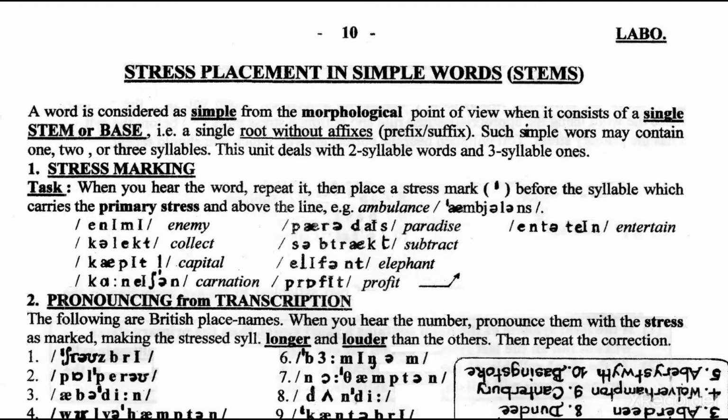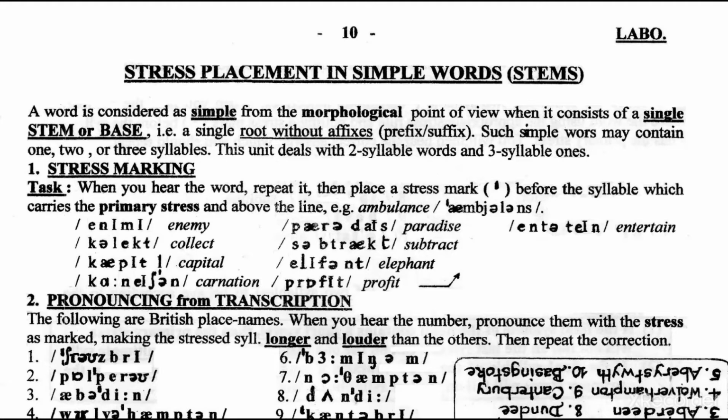Subtract. The stress is on tract, on the last syllable, on the second syllable, tract. Elephant. Good. The stress is on the first syllable, on e. Profit. So here the stress is on the first syllable, on pro.